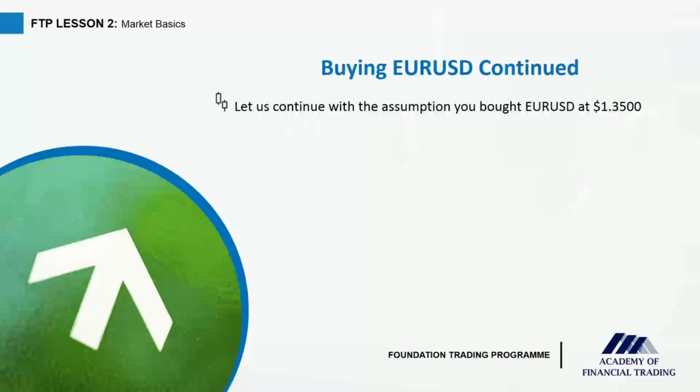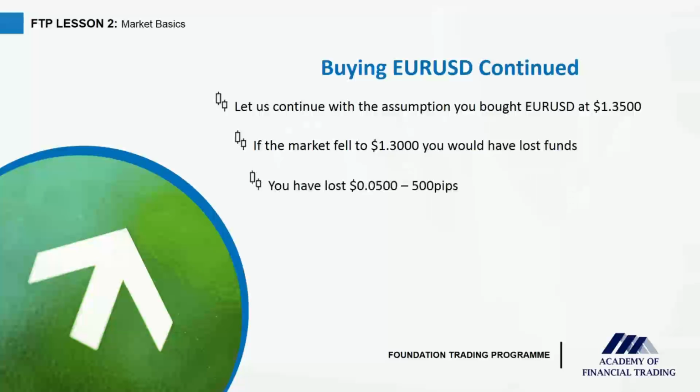So let's say instead of the market going up from 135 up to 140, as you had hoped, let's imagine that you speculated it would go up. Instead, it goes in the opposite direction. So it goes from 135 all the way down to 130. So instead of making money, you're going to lose money in this scenario. Instead of going up by 500 pips, it goes down by 500 pips.